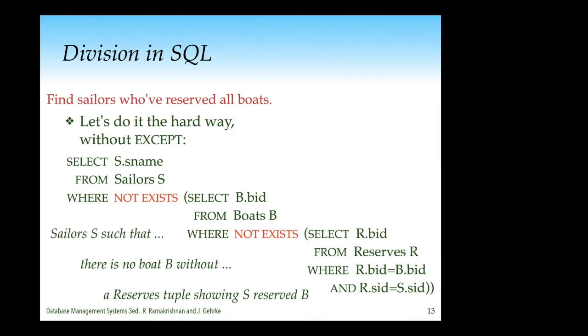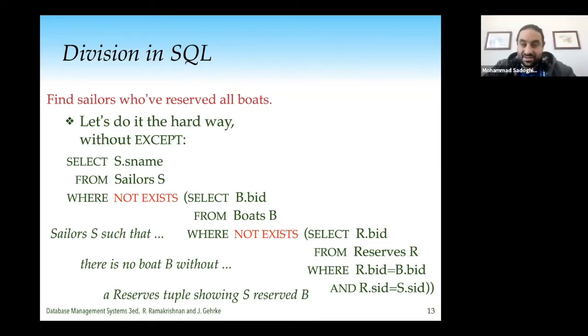Quick question: so it will only ever return something if all boats are reserved by that particular sailor? Exactly. So that's the division operation that we looked at last time in relational algebra. You want to find the names of all sailors who have reserved every single boat.